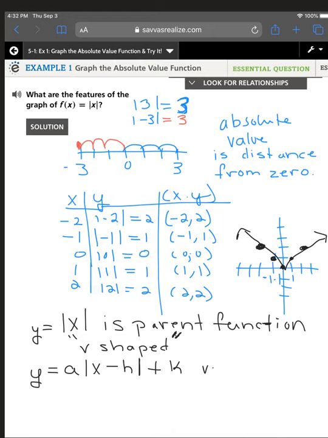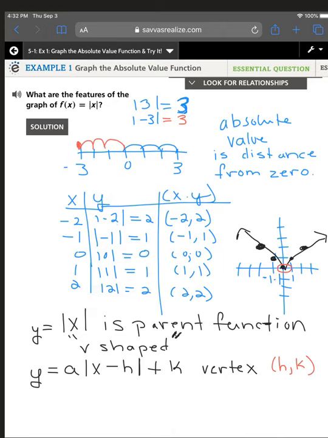One thing that you want to keep in mind as we start to look at this next class is our vertex, which is this pointy part of the V, is always going to be h comma k. And we again can look at that more next class.